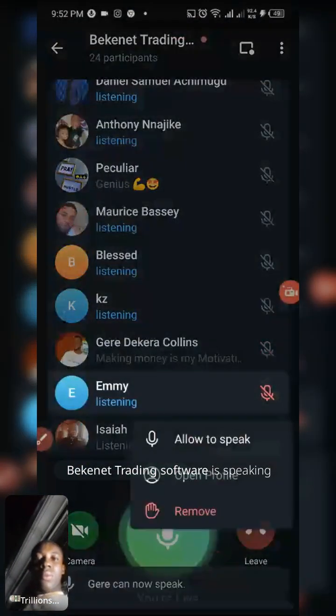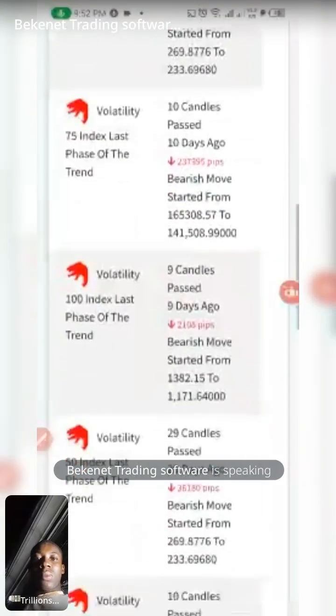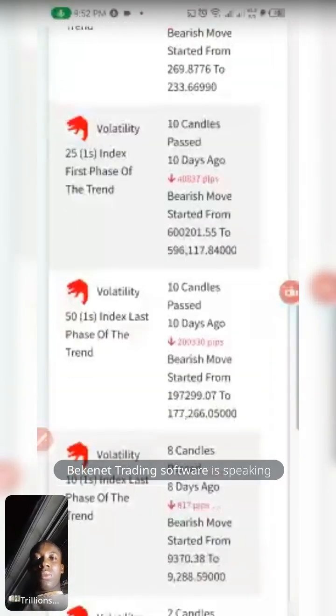Okay. All right. Now let's move. How I'm going to get a signal. Let's say, for instance, this is the last phase. Let's look for a first phase. First phase. All of them are in last phase.